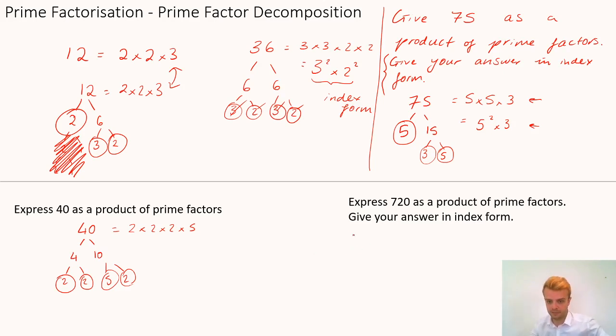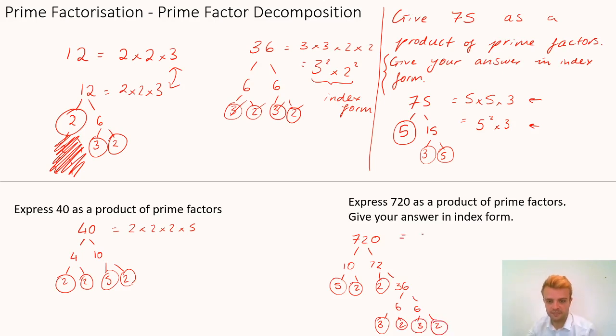The next one's a bit bigger, and I might actually run out of space here, but let's see. Express 720 as a product of prime factors, give your answer in index form. So 720 breaks down. The first pair of numbers that I saw was 10 times 72. 10 breaks down into 5 and 2, and those are prime, so I'm going to stop there. 72, well, it's even, so let's split it into 2 and 36. 36 is 6 times 6, and each of those is 3 and 2, which I can finally circle.